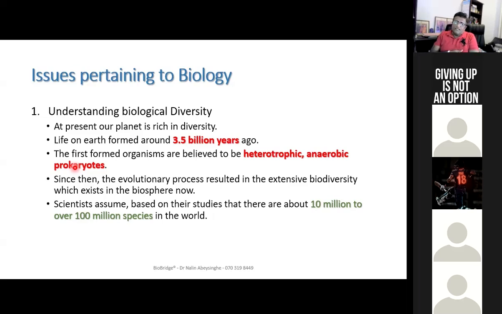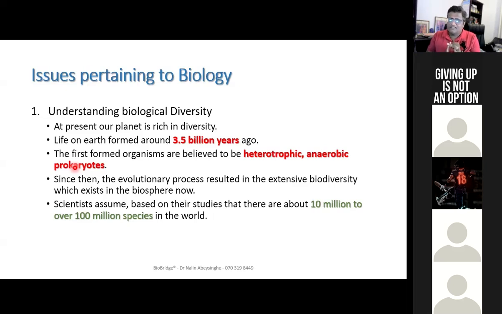Prokaryotes don't have an organized nucleus. You can think of that too. Now, when the question comes, who are the first formed organisms, you can say they are heterotrophic, they are anaerobic, and they are prokaryotic. So you have to tell that in terms of the cellular organization.